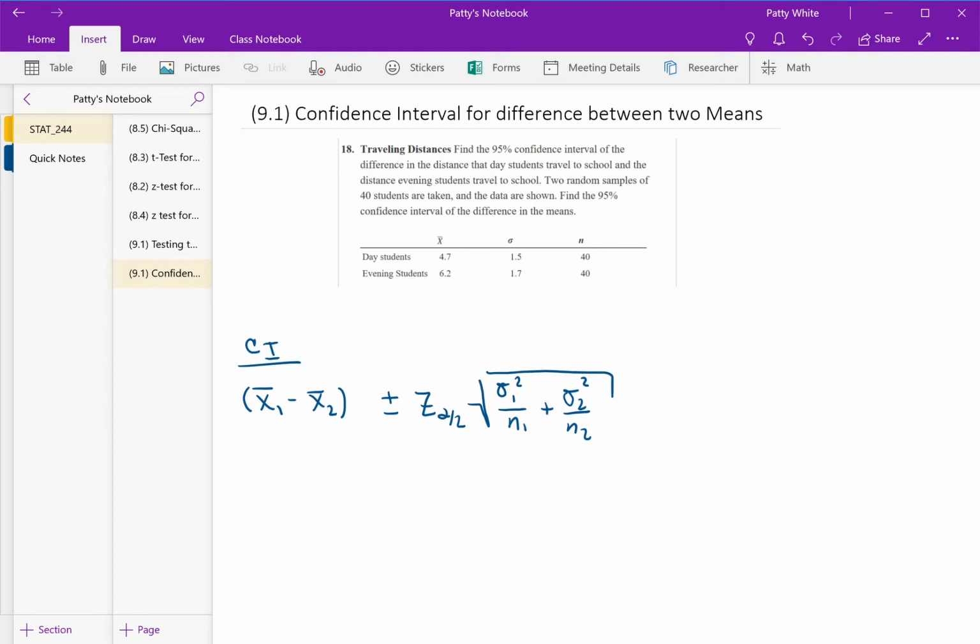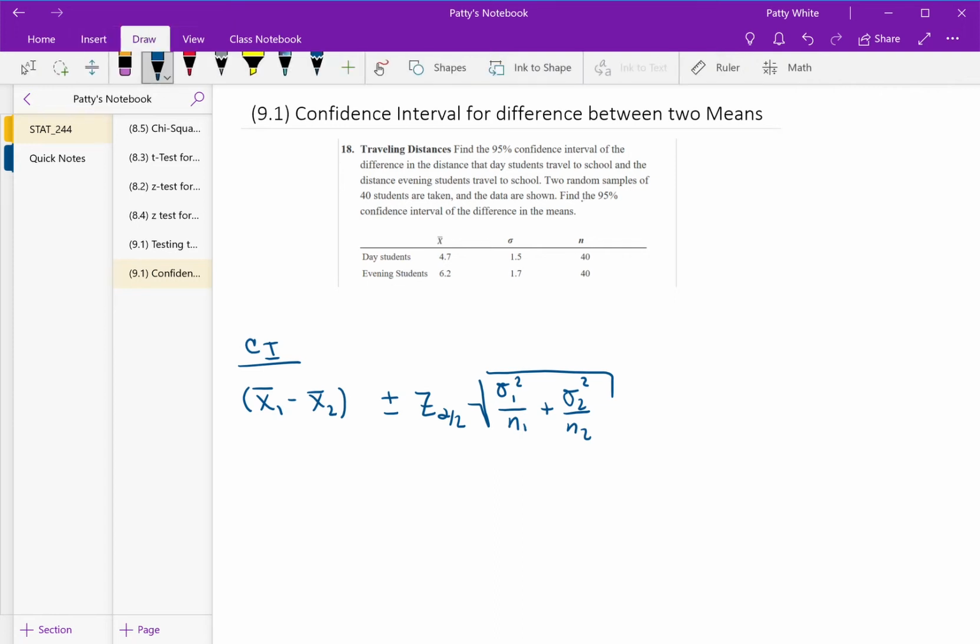Now, on your exam coming up, you'll be asked to find your point estimate, which is just the first piece, the x bar 1 minus x bar 2. That's your best guess of what the difference is. And then plus or minus some margin of error. So on your exam coming up, you'll be expected to be able to identify the difference. So this is your point estimate, and then this is the margin of error. That's what you're going to add on to your best guess, the point estimate.